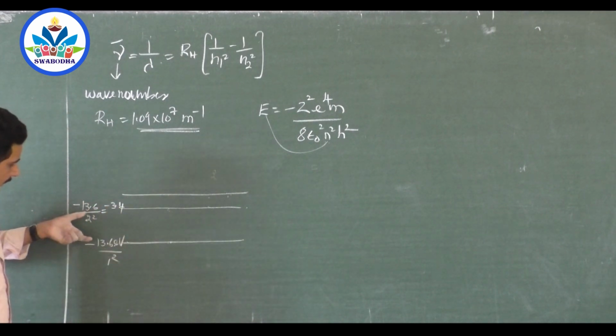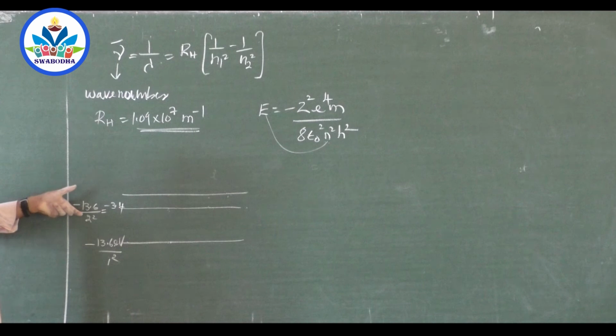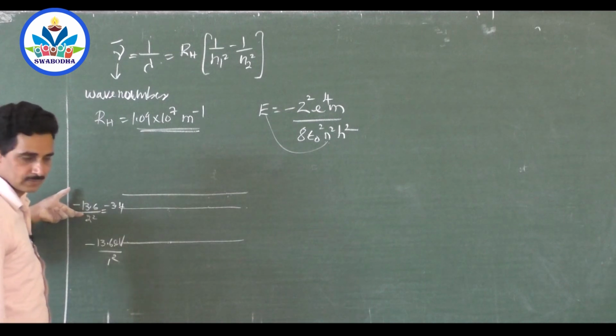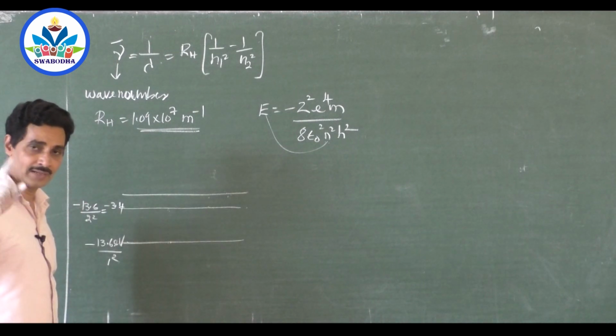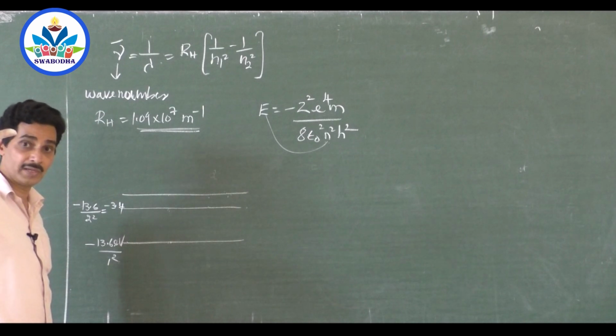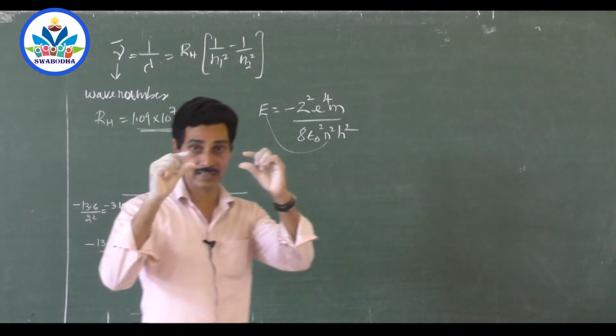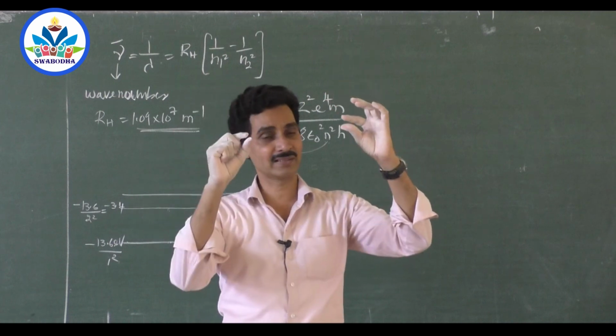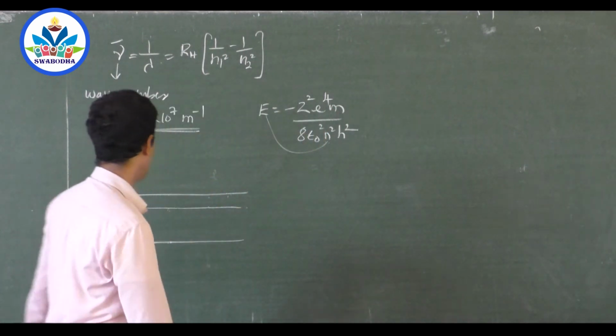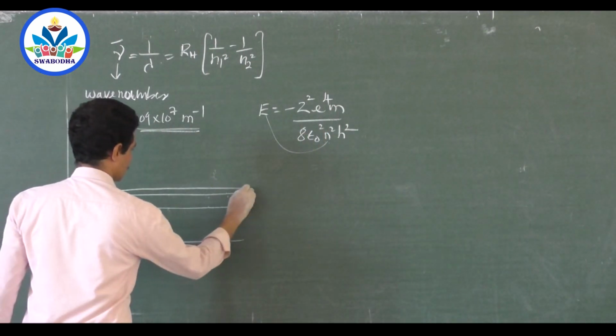You just calculate this. What is the difference between 1 by 4 and 1? What is the difference between 1 by 4 and 1 by 9? Calculate it. You will get it. What is the difference between 1 by 9 and 1 by 16? 1 by 16 and 1 by 25. The gap becomes lesser and lesser. 1 by 25 and 1 by 36. Still closer. So energy levels will come closer and closer.